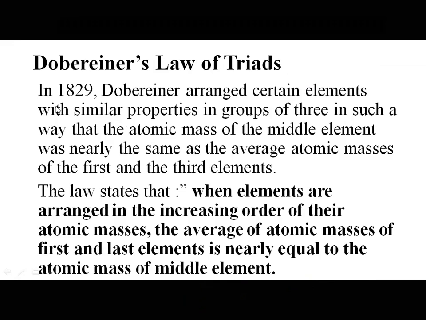So now let us move to the earlier attempts which were made to classify the elements. There were many attempts made. Those which were very significant were taken into consideration. Dobereiner's law of triads. What does Dobereiner's law of triads say? In 1829, Dobereiner arranged certain elements with similar properties in a group of 3.